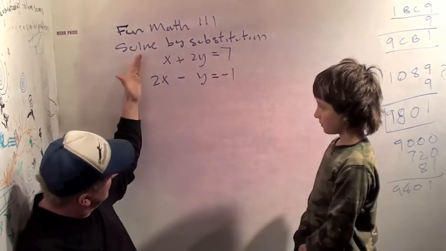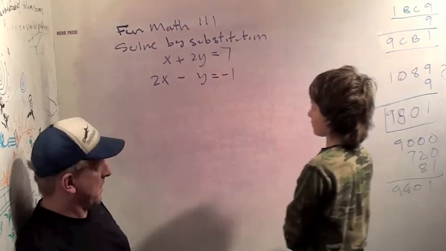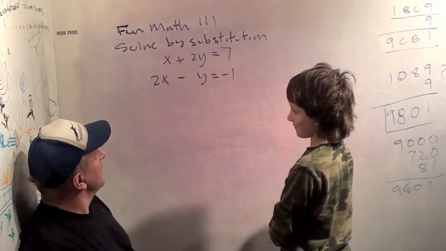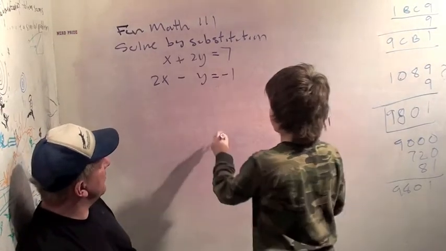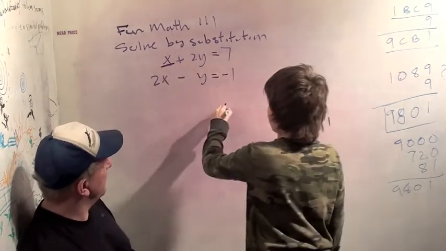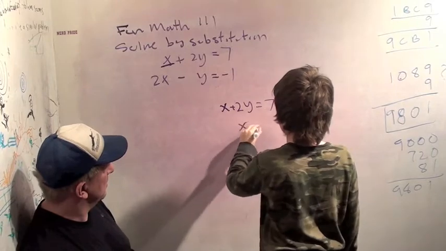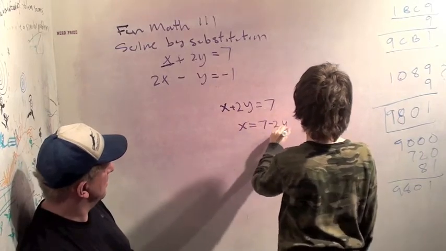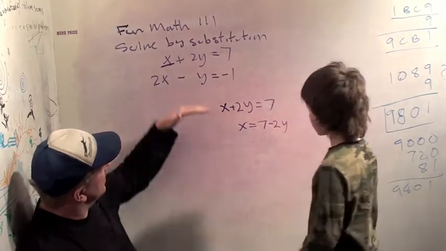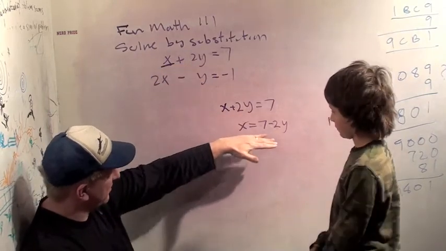All right, so let's go through an example. We just wrote this problem on the board, and let's see if it works. What's the easiest variable to eliminate? We can do x. What is x from that first equation? x plus 2y equals 7, so x equals 7 minus 2y. That tells us that x equals 7 minus 2y.